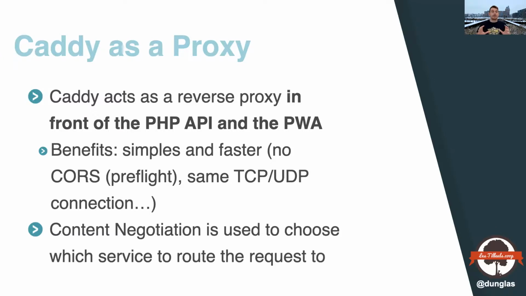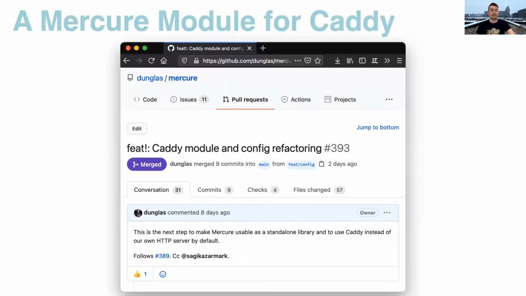And the Caddy server uses content negotiation to select which backend to use. If it's an API request, most likely in JSON, it will hit the PHP server. But if it's an HTML request, most likely a front-end request, then it will route the request to the Node.js container and to the Next.js application.